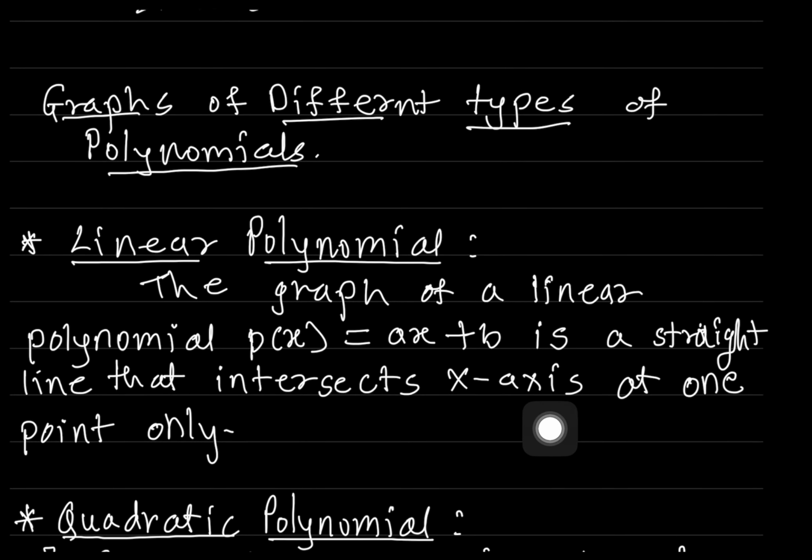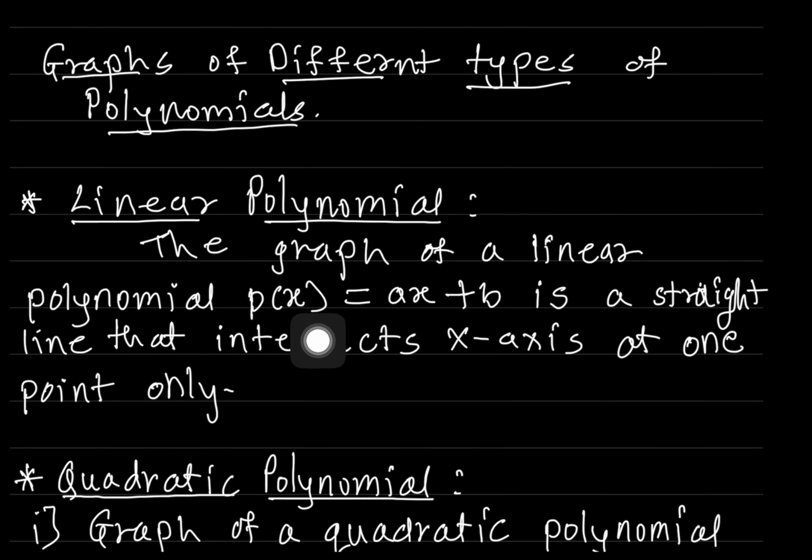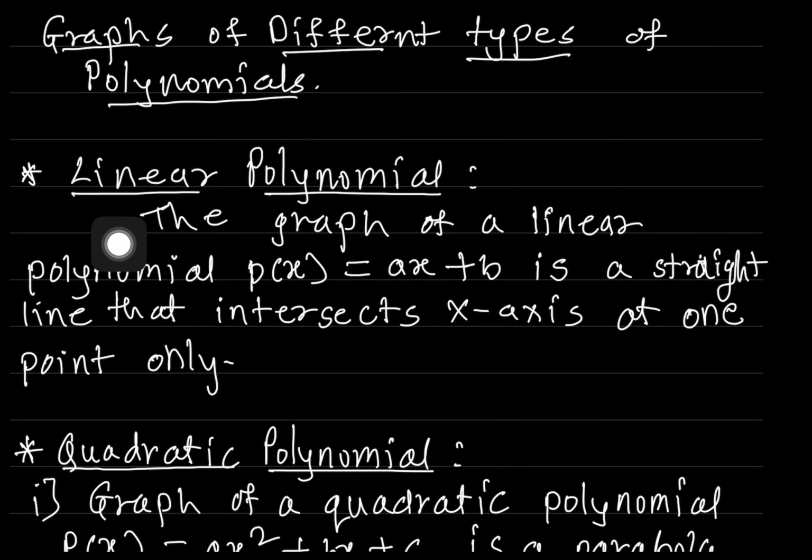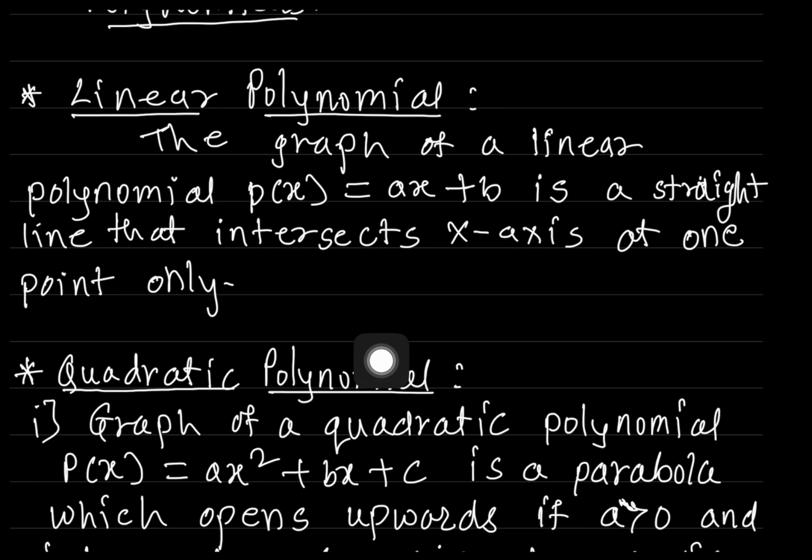Then see graphs of different types of polynomials. This concept you will use in exercise 2.1. Some examples are given, but you should see this concept first, then you are able to solve exercise 2.1. Now, the graph of a linear polynomial p of x equal to ax plus b is a straight line that intersects the x-axis at one point only, so you get only one zero.